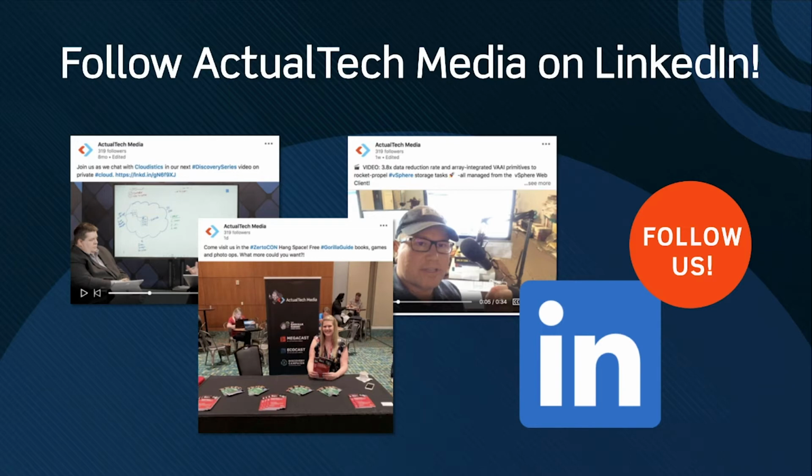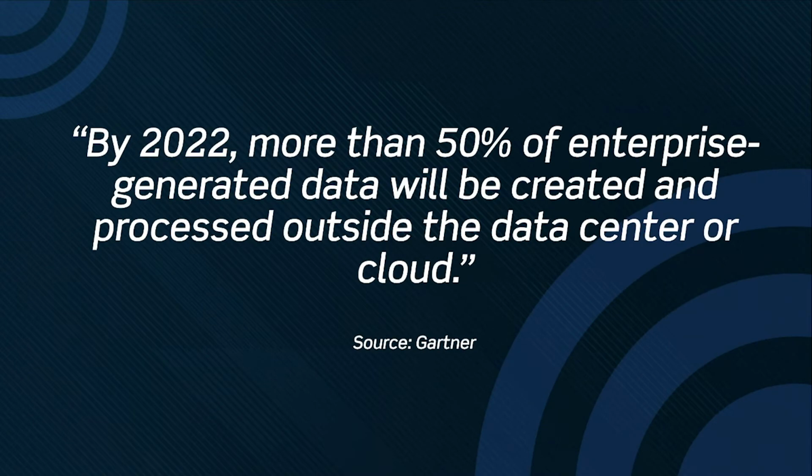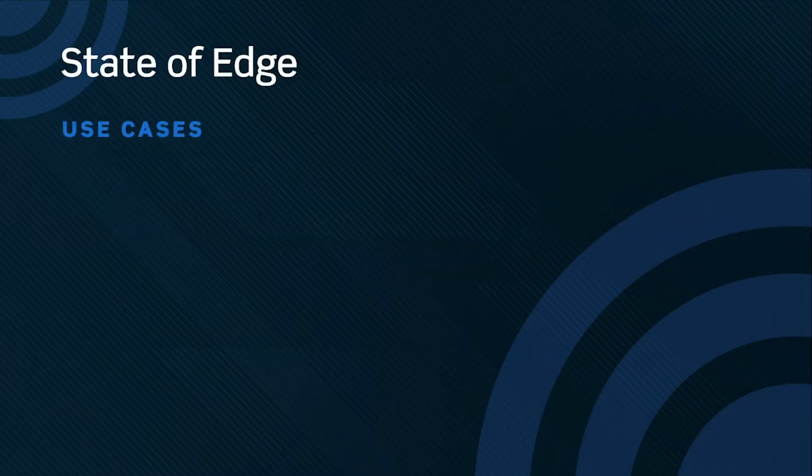Before we introduce you to today's first presenter, just a few things that I'd like to talk about to set the stage for today's topic, and then we'll do a few poll questions as well. Now, there's a statistic out there from Gartner that by 2022, more than 50% of enterprise-generated data will be created and processed outside the data center or the cloud. So where will that data be? Well, it'll be out in the edge. In some shape or form, it'll be out in the edge. And it's something that we in IT really have to keep in mind and plan for. And there's a number of use cases out there for edge computing.